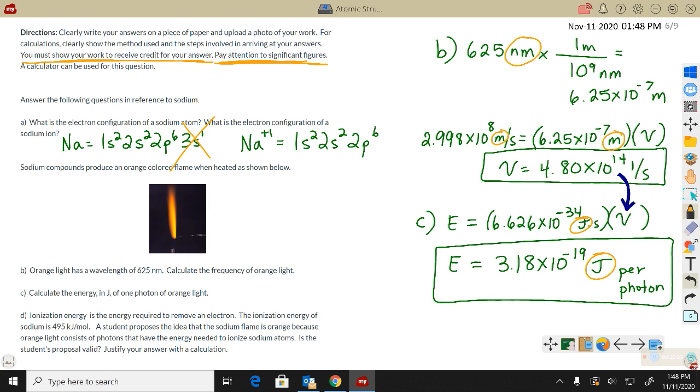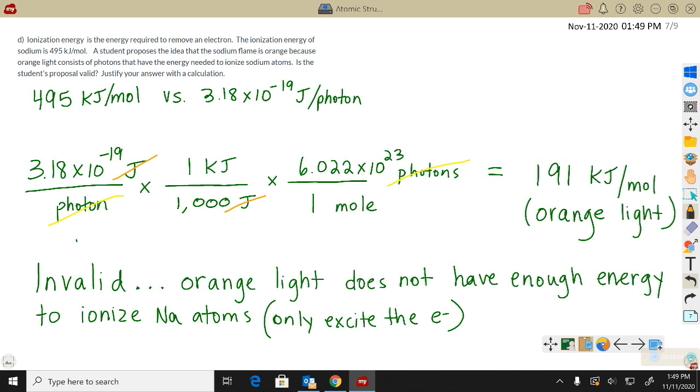So a student proposes the idea that the orange flame is because orange light consists of photons that have the energy needed to ionize the sodium atoms. So is the energy of the orange flame ionizing the sodium atoms? Is it enough to remove the electrons? Is the student's proposal valid? Justify with a calculation. So all we have to do is compare these energy terms. So it takes 495 kilojoules per mole to remove electrons from sodium atoms. Orange light has an energy of about 3 times 10 to the negative 19th joules per photon.